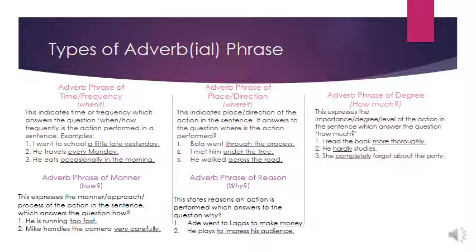Now let's go to adverb phrase of manner that tells us how things happen or things are done. It answers the question how. He is running too fast. So how is he running? He's running too fast. That means he's running very fast. Now, Mike handles the camera how? Very carefully. He handles the camera very carefully. It's the manner with which he is handling the camera. The too and the very also show the degree of the manner.